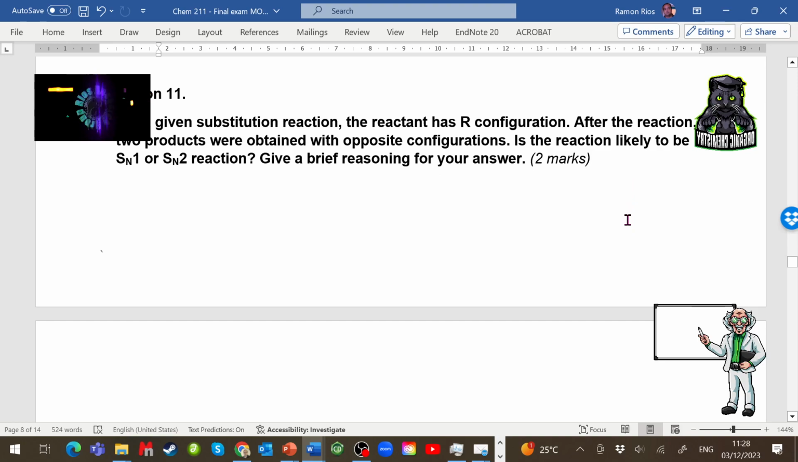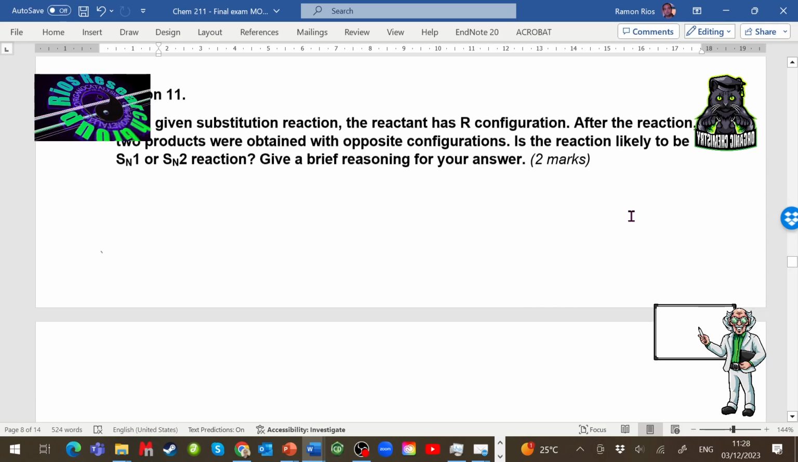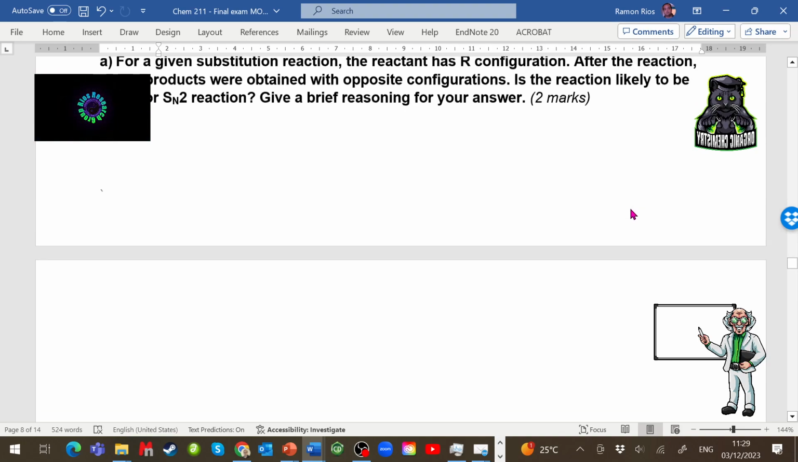Question number 11. For a given substitution reaction, the reactant has R configuration. After the reaction, 2 products were obtained with opposite configuration. Is the reaction likely to be SN1 or SN2? Give a brief reason. The reaction must be SN1.